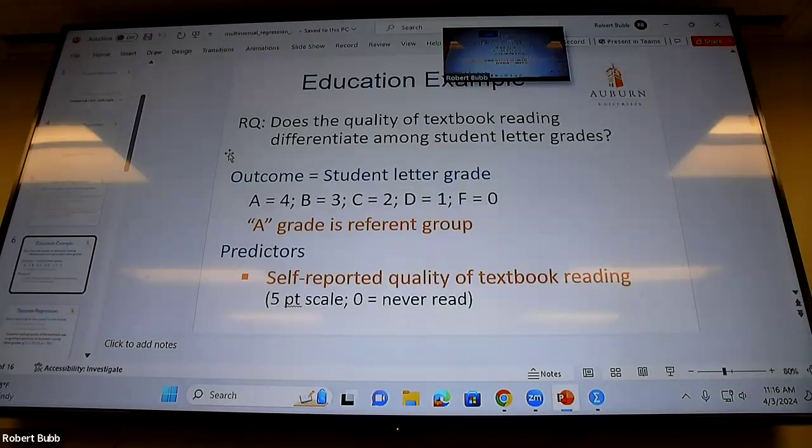Okay, so in this particular case, here's our research question. Does the quality of textbook reading, we'll go back to that, differentiate among student letter grades, not just A, B students, but all students, regardless of the grades that they have? We know it does for A, B students. We saw that last week. What about C, D, and F students in addition to that?